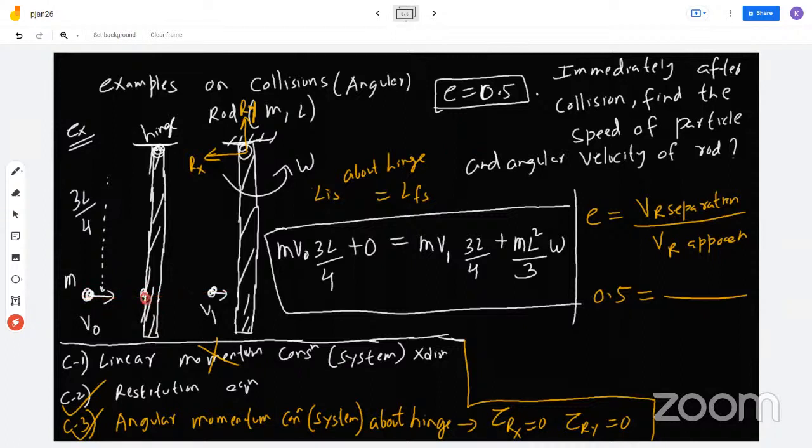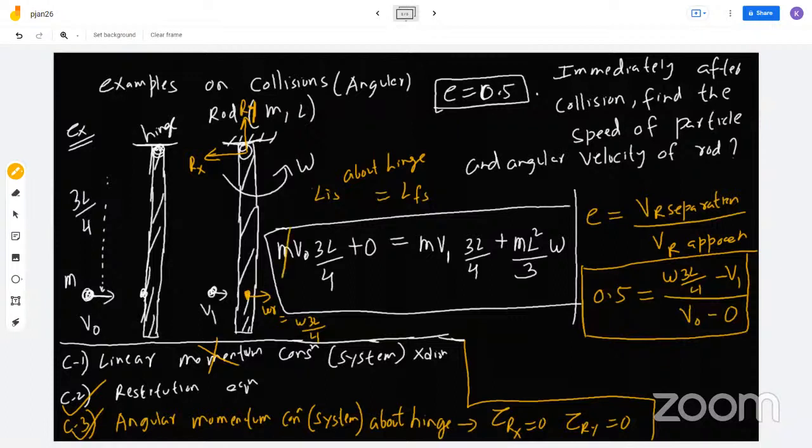Initially this point is at rest, so the relative velocity of approach is V naught minus 0. Now as the collision happens, the rod gets angular velocity, so the speed of this point is omega r, omega into 3L by 4. And the particle's speed is V1, so the relative velocity of separation is omega into 3L by 4 minus V1.